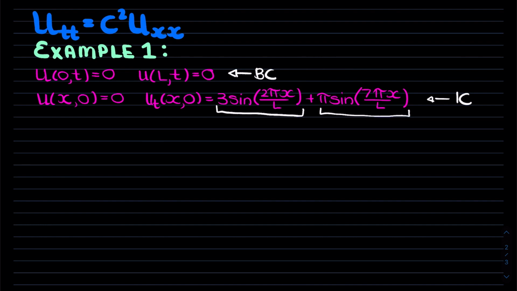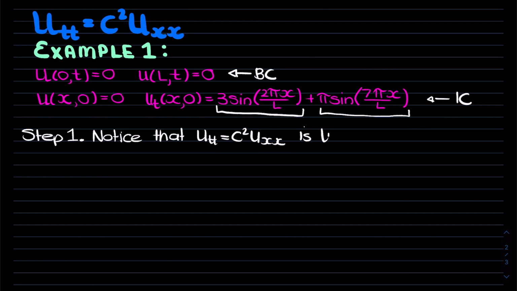So the first thing you're going to want to do, step 1, is notice that the wave equation, u_tt = c² u_xx, is linear and homogeneous. Now this is important because if it's linear and homogeneous, we can use the superposition principle.